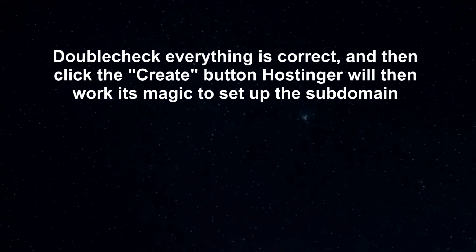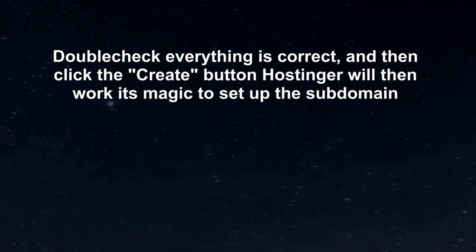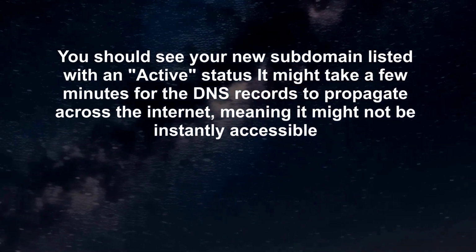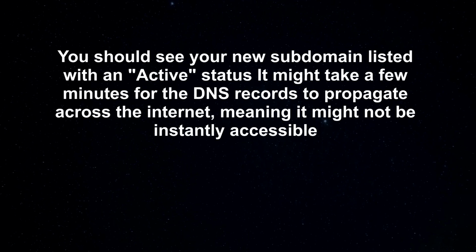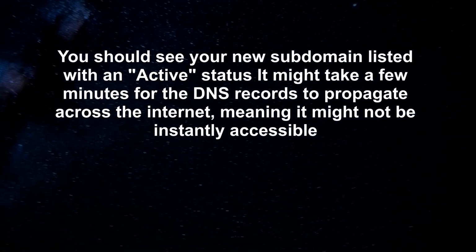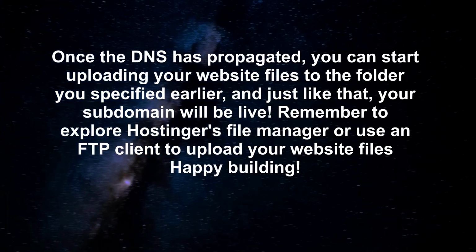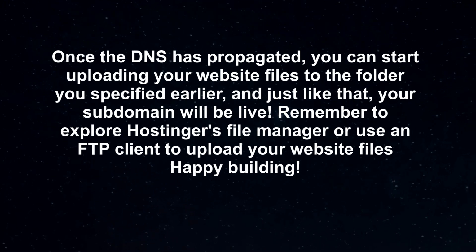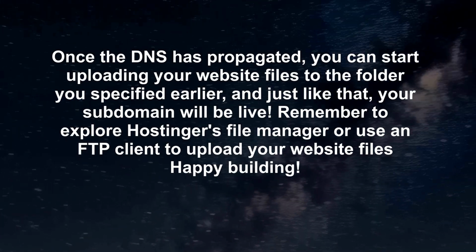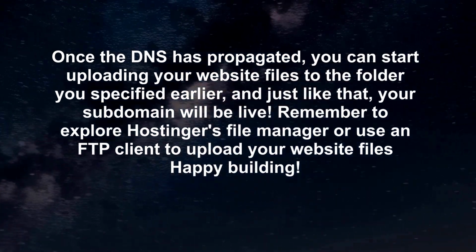Hostinger will then work its magic to set up the subdomain. You should see your new subdomain listed with an active status. It might take a few minutes for the DNS records to propagate across the internet, meaning it might not be instantly accessible. Once the DNS has propagated, you can start uploading your website files to the folder you specified earlier. And just like that, your subdomain will be live.